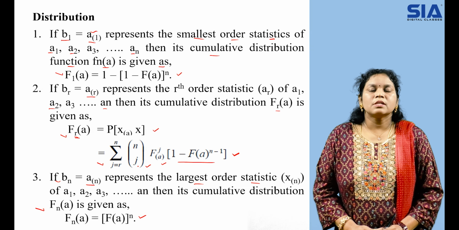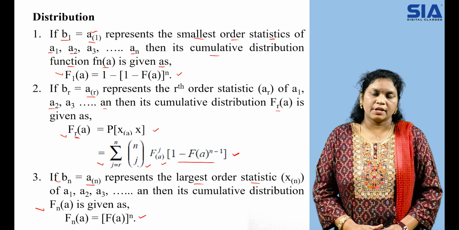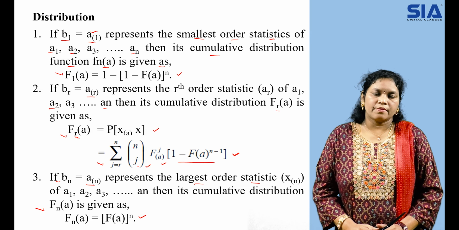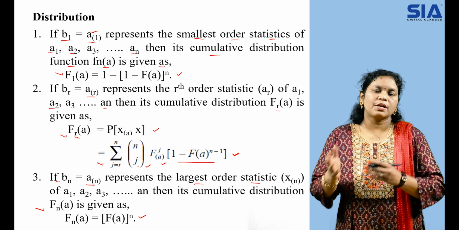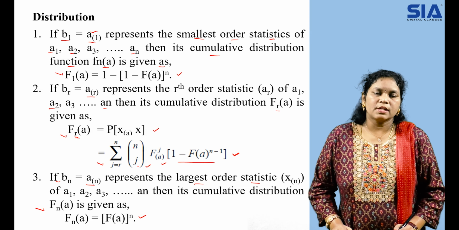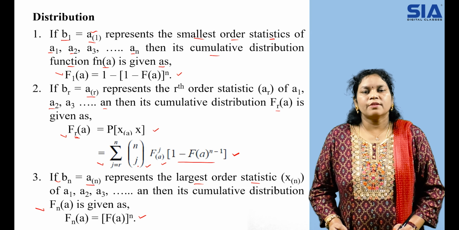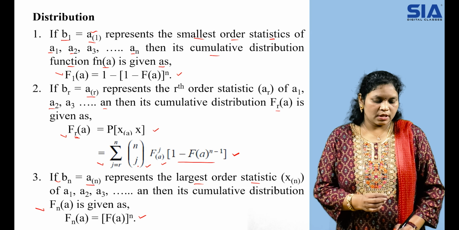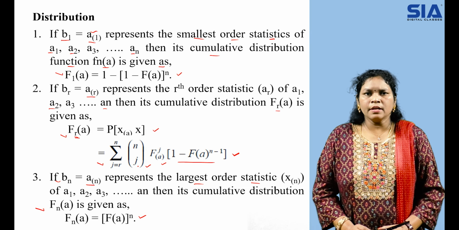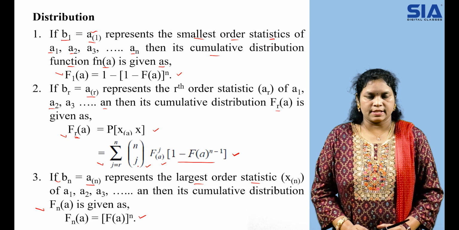So this is the concept of order statistics. We can get whichever order statistic we require for the data: smallest, in between the second, third, fourth, whatever we require. Using this distribution formula we can obtain our order statistics.